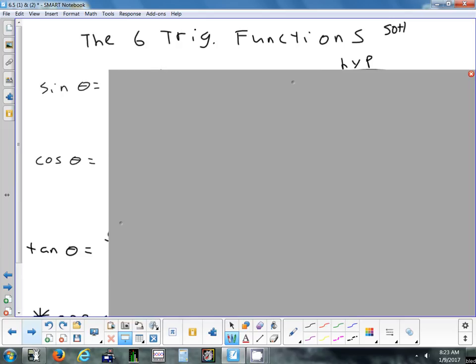How about the cosine? Cosine is adjacent over hypotenuse. And how about the tangent? Opposite over adjacent. Okay, so have people seen that before as a way to remember?